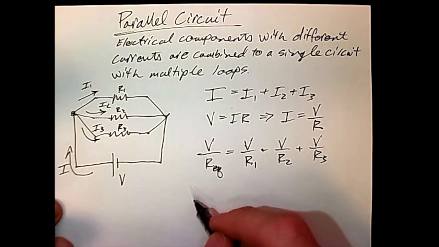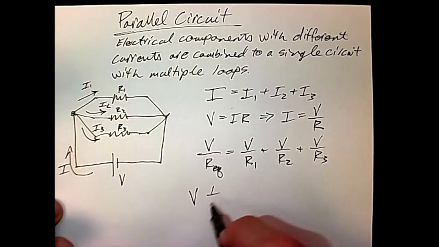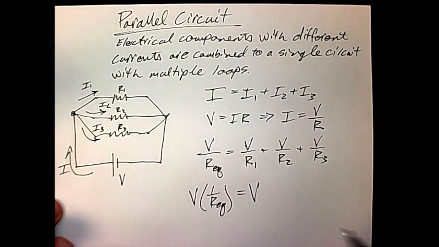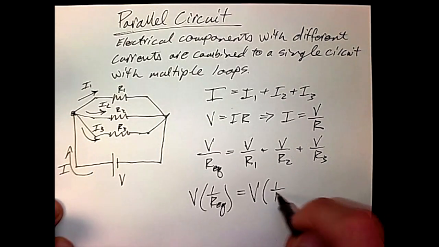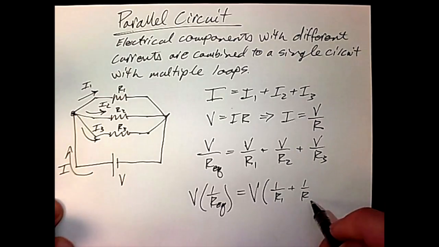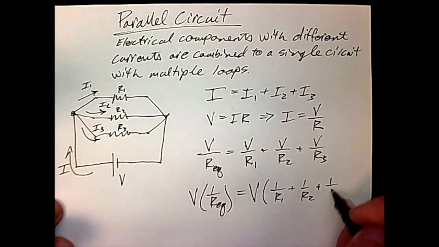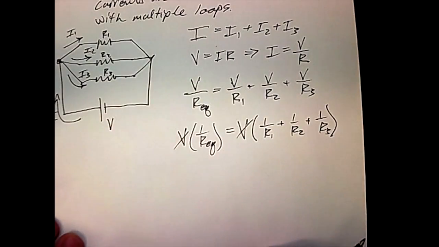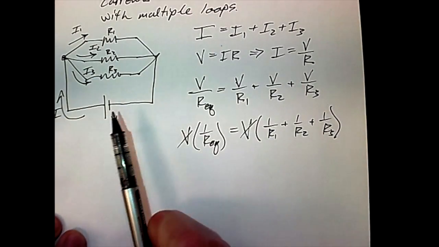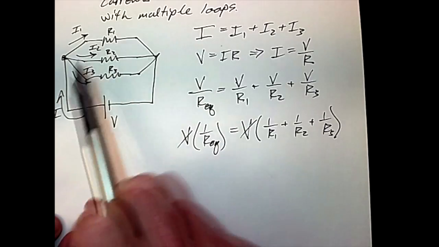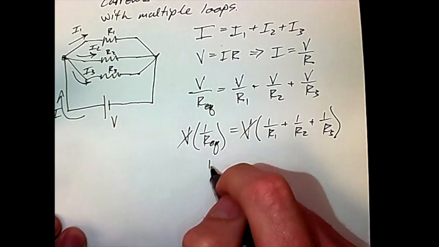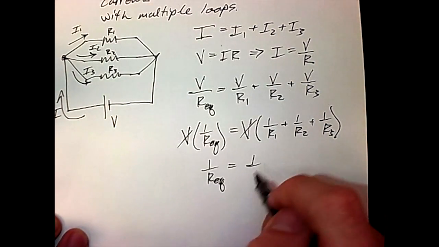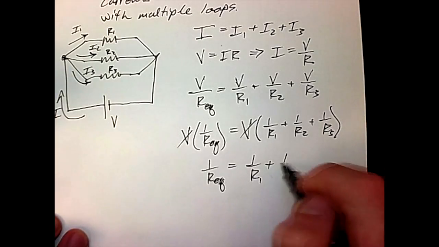And so factoring out the V's, we see that V times 1 over Req is equal to the potential times the sum of the inverses, 1 over R1 plus 1 over R2 plus 1 over R3. And so obviously what we find is that the equivalent resistance for a parallel circuit, something that contains multiple pathways, can be calculated through this calculation. The equivalent resistance is the inverse of the sum of the inverses of the individual resistors.